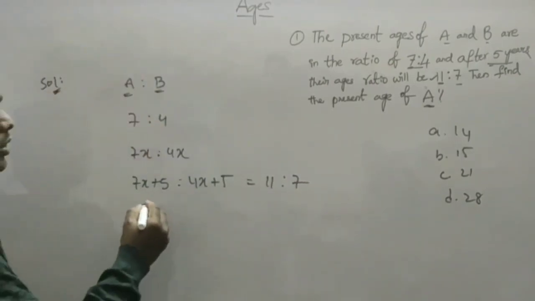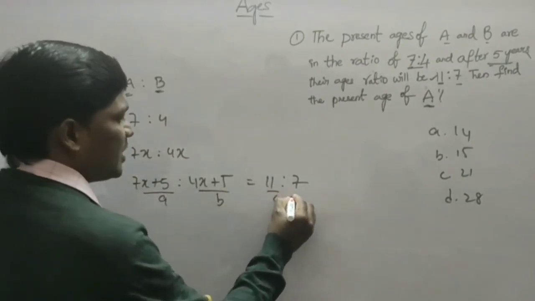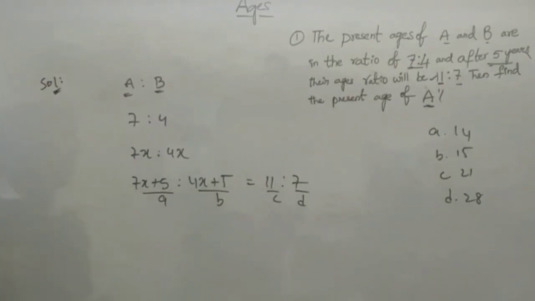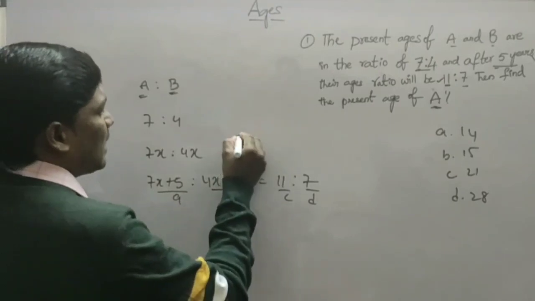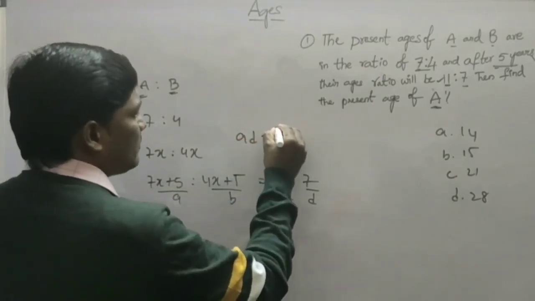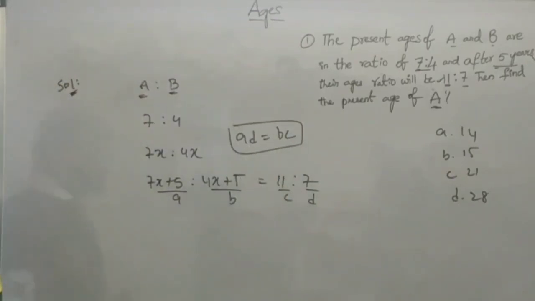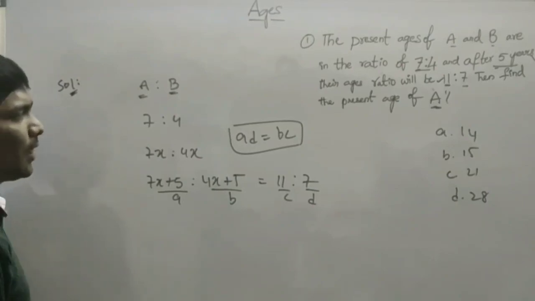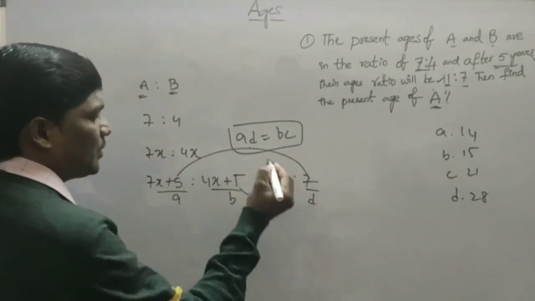So this looks like a proportion. For example, A, B, C and D. Proportion means if any two ratios are equal, it is called a proportion. Then, when the proportion is equal, AD is equal to BC.